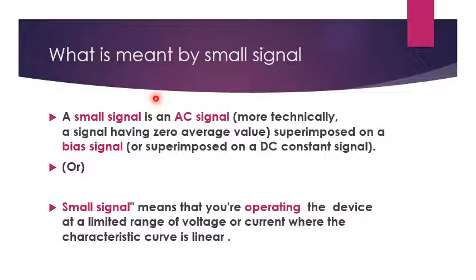Now let me come to the point. A small signal is nothing but an AC signal which is superimposed on a bias signal. Clear? Alright, so small signal means that you are operating the device at a limited range of voltage or current where the characteristic curve is linear. If you take ideal diode characteristics, the characteristic curve is linear. But practically this is not possible. All practical diodes will not have linear characteristics.